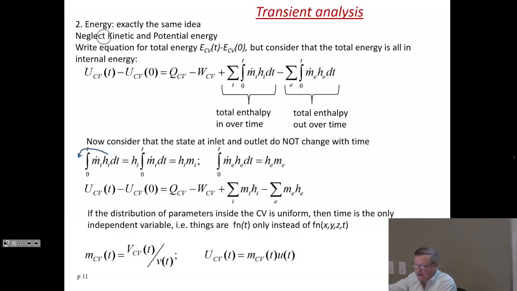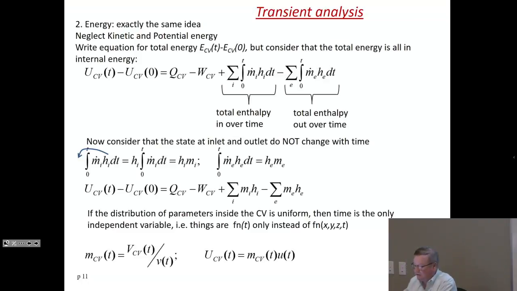So let's first neglect kinetic and potential energy. We write back our total equation about the total energies as an equation about the internal energies. So internal energy at time t minus internal energy at time t0 is total heat, total work, and then the integrated value of the enthalpy over time at the entrances and at the exits, at the inlets and at the outlets.